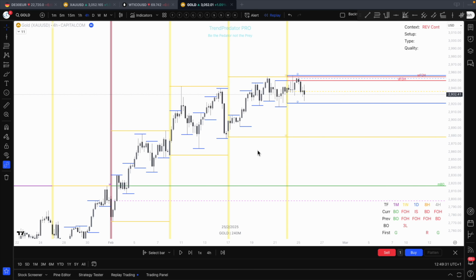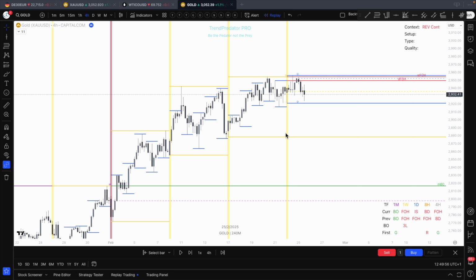So here now, first trade example. This is a very nice reversal continuation situation. It is gold this year, 25th of February. And you see here with one view, again, everything on the chart is done by TrendPredator without exception.